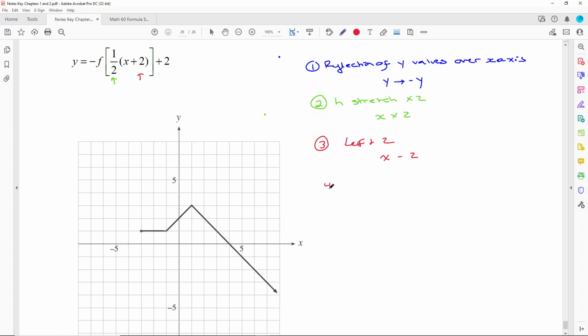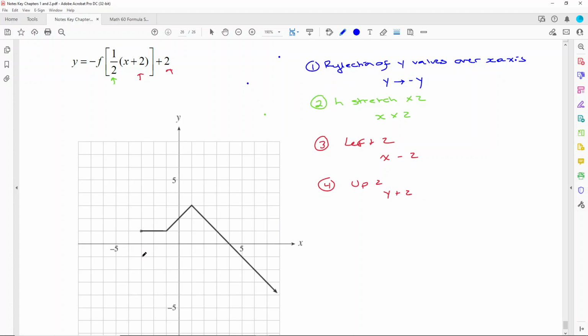And then last one, because I'm going to do these 2 together, is this transformation, which is going to make my graph go up 2. In other words, my y values are going to be increased by 2. Okay, up to you.